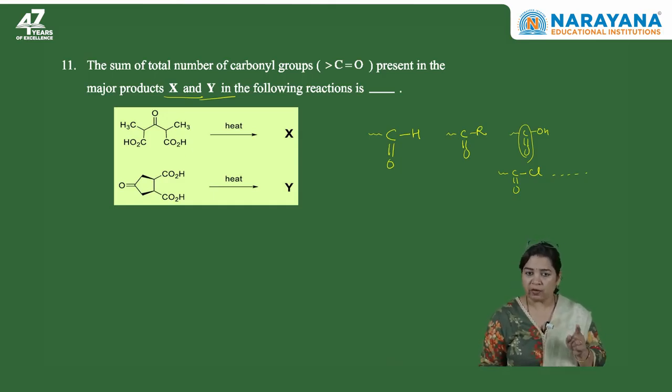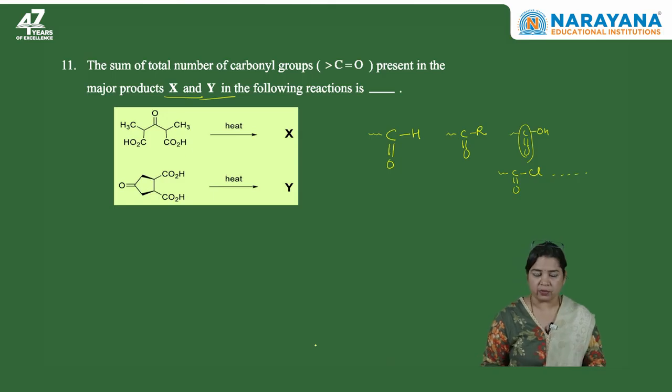So we have to take, as per NCERT, that the total number of carbonyl groups will include all aldehyde, ketone, acid and derivatives. So now let us identify what X and Y are.